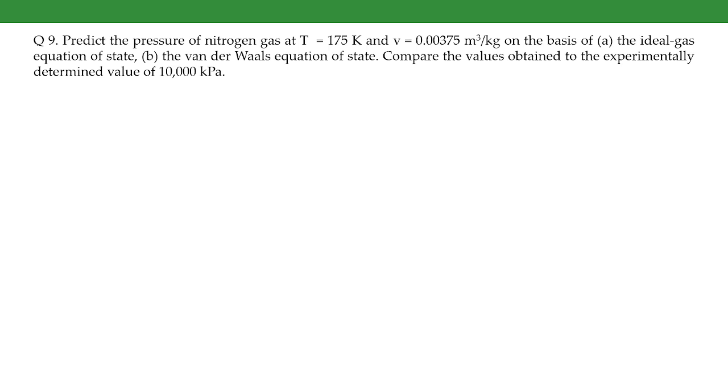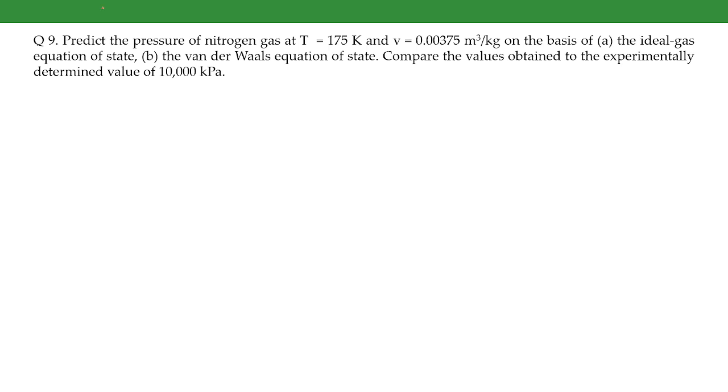Okay, so let me move on to the next problem. To predict the pressure of nitrogen gas, which is again a pure substance, at temperature of 175 Kelvin and specific volume of 0.00375 meter cube per kg on the basis of the ideal gas equation of state and the van der Waals equation of state. Compare the values obtained to the experimentally determined value of 10,000 kilopascal.